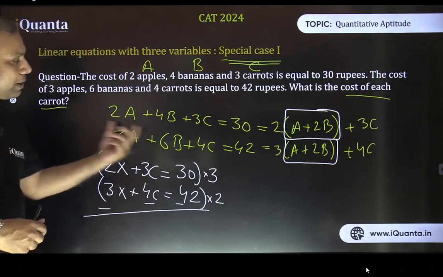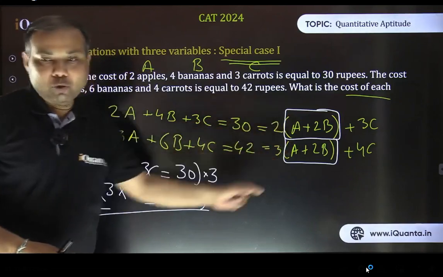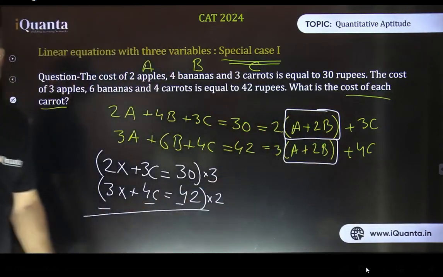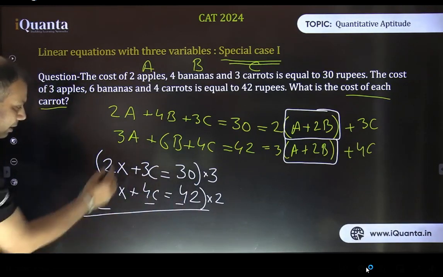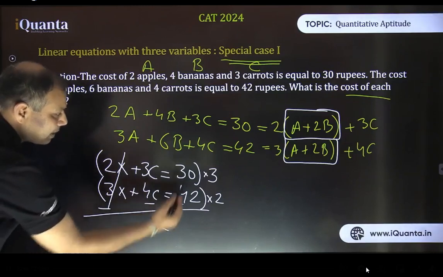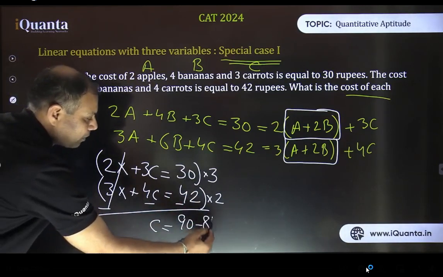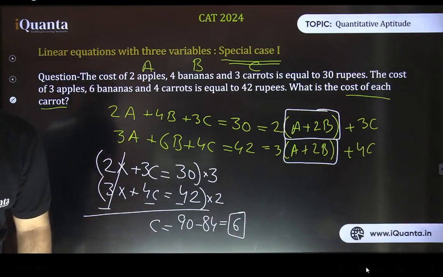Is there anything common? Like in the first 2 terms, we found A plus 2B was a common part. The first equation had twice A plus 2B, and the second had thrice A plus 2B. If you are able to figure it out, it is nothing but 2 variables, 2 equations. So now we are solving it. Let's simplify. This is 6X and this is also 6X, cancelled, and 3 into 3 is 9C, and minus 4 into 2 is 8C. So C equals 30 into 3, that is 90, minus 2 into 42, that is 84. So the answer comes out to be 6. That's the right answer. Fine.